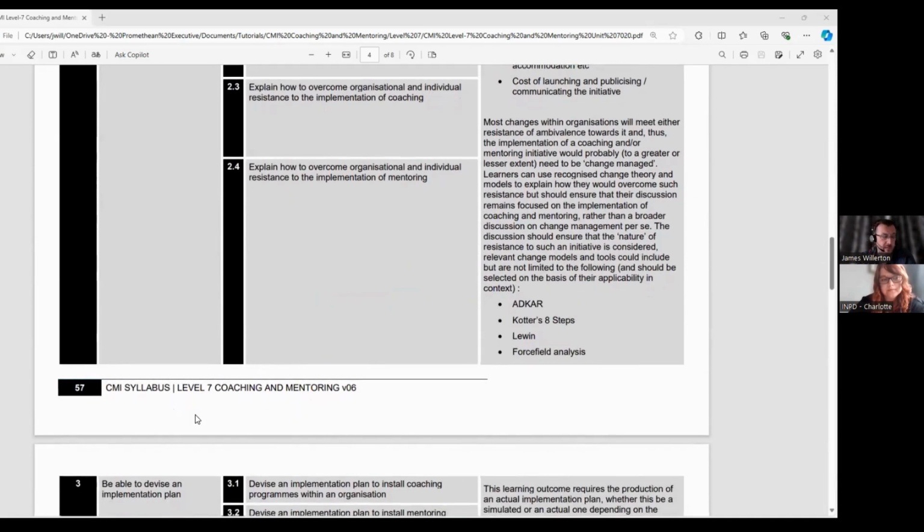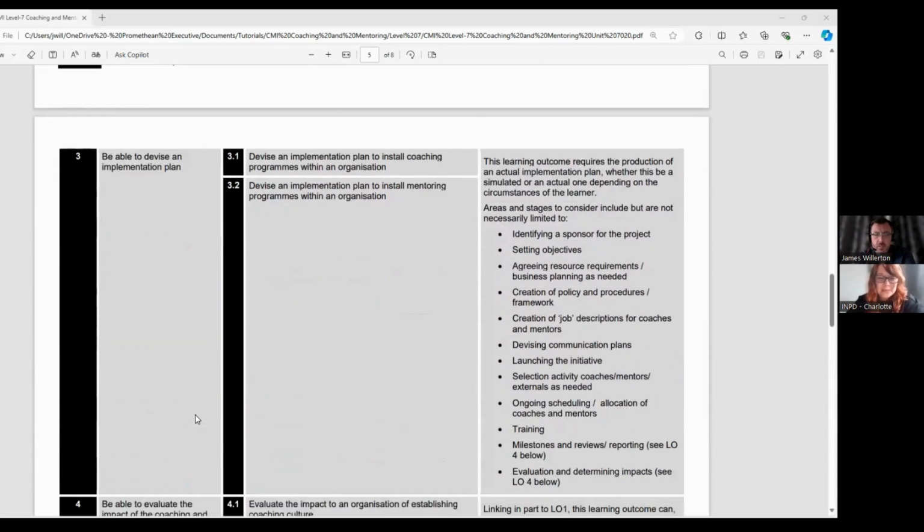2.3 and 2.4 then, we're now going to explain how to overcome organizational and individual resistance to the implementation of coaching and mentoring. And again, please treat these separately. There may be specific resistances to coaching that are different from the resistances to mentoring. I think one of the big things here to ensure, again, in your answer, that you have identified both organizational resistance, so group or large scale resistances, as well as on an individual basis, and treat both of those separately in the answer to make sure that the marker can see very clearly you've answered both elements of that, organization and individual.